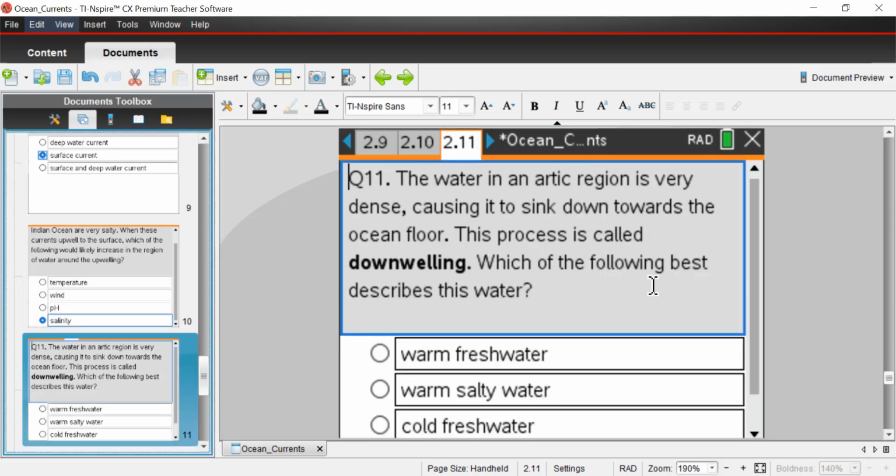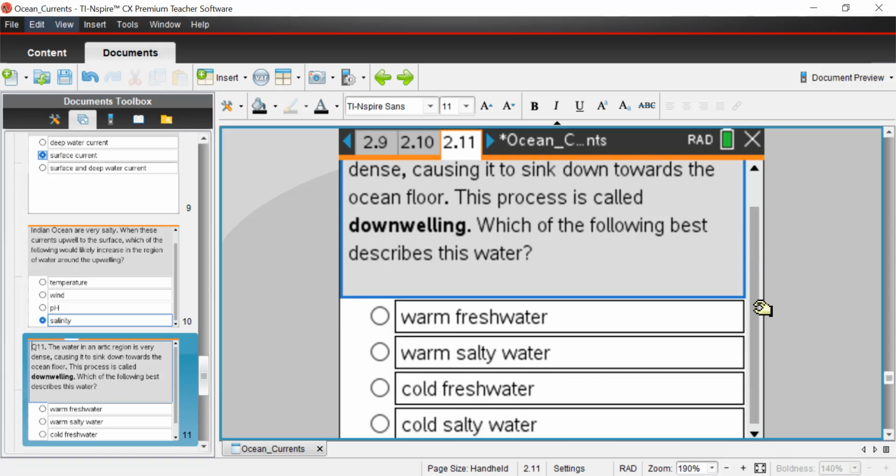All right, question 11. The water in an Arctic region is very dense, causing it to sink down towards the ocean floor. This process is called downwelling. So we saw upwelling means that the water is rising. There's a density difference. Which of the following best describes water that's downwelling? The options are warm fresh water, warm salty water, cold fresh water, and cold salty water. Well, we're talking about the ocean. We're going to talk about things that are going to increase the density, which is going to cause downwelling to happen.